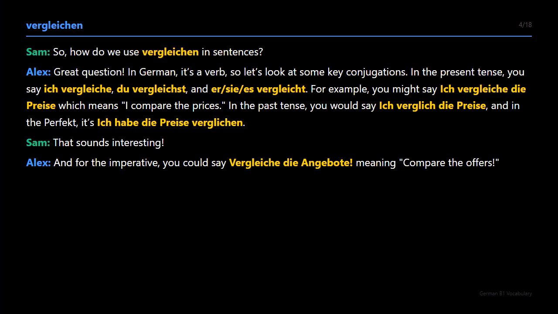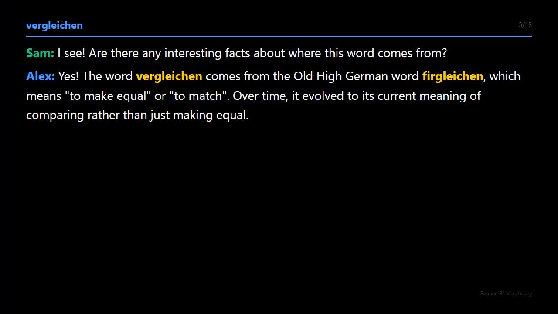Are there any interesting facts about where this word comes from? Yes. The word vergleichen comes from the Old High German word vergleichen, which means to make equal or to match. Over time, it evolved to its current meaning of comparing rather than just making equal.